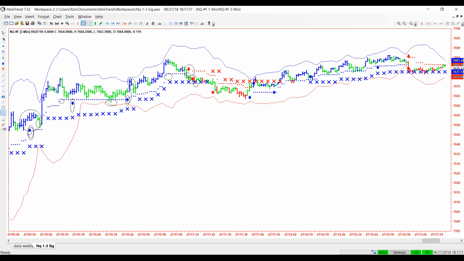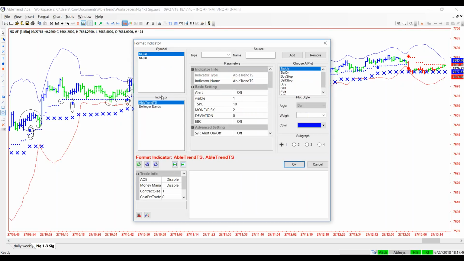SIG only on weekly for daily weekly. Yes, Tom. SIG only goes on the higher time frame. Don says, how do you load TS? Can you just add it? Yes, Don, I'll show you again.